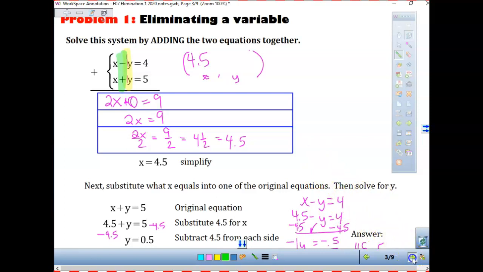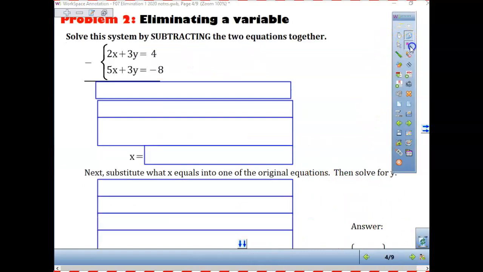So turn to the next page as you are taking a look. It gives us this problem. 2x plus 3y equals 4. 5x plus 3y equals negative 8. I notice that my y's, so please put an arrow above the y's. I notice the y's have the same number in front of them, but the sign is not opposite.